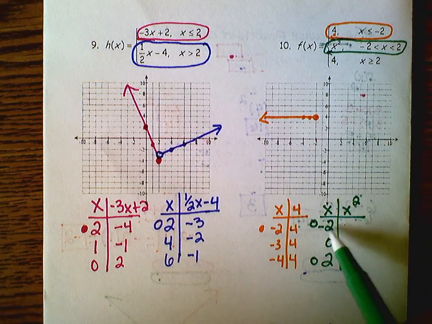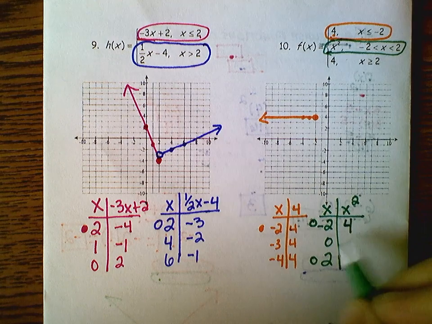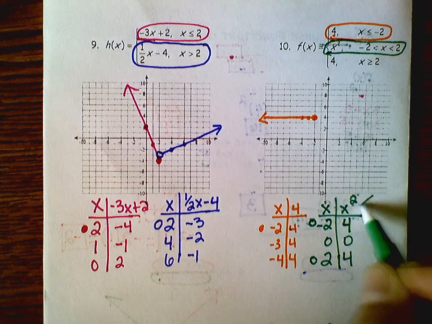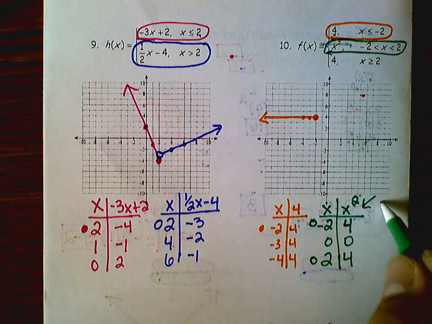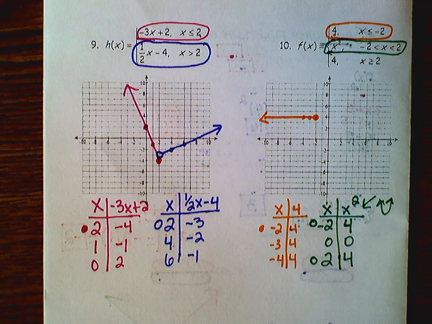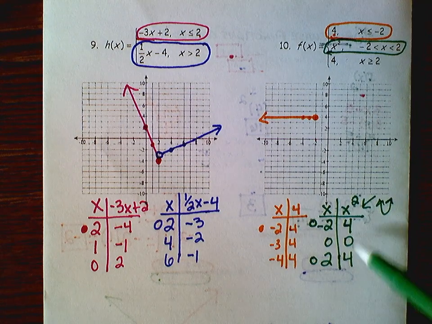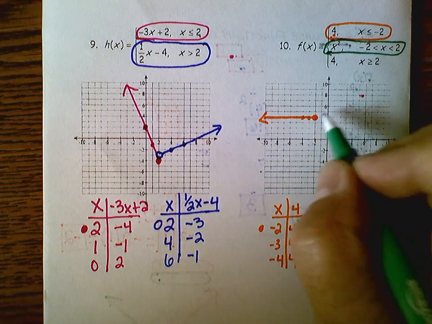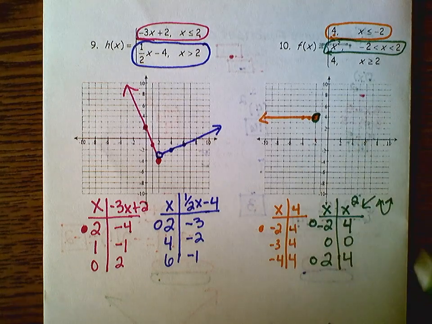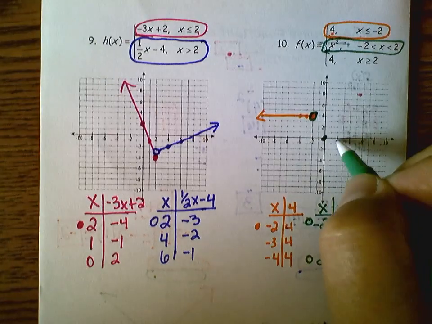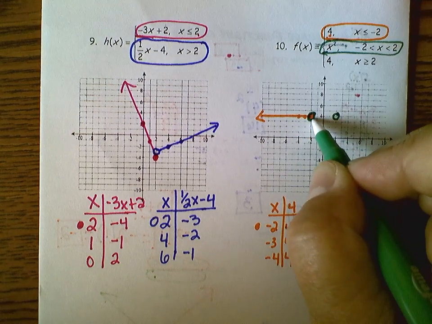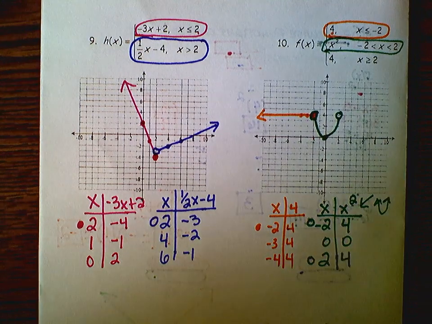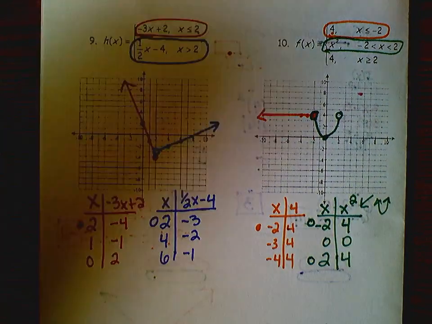So I'll plug it in. Negative 2 squared is 4. 0 squared is 0, and 2 squared is 4. And hopefully you recognize that this is a quadratic. It's a parabola. It should look like a U. So negative 2, 4. Again, they overlap. 0, 0, and then negative 2, 4 here. So even though it kind of looks like with just those 3 points it would be like a V, I'm making it a parabola.